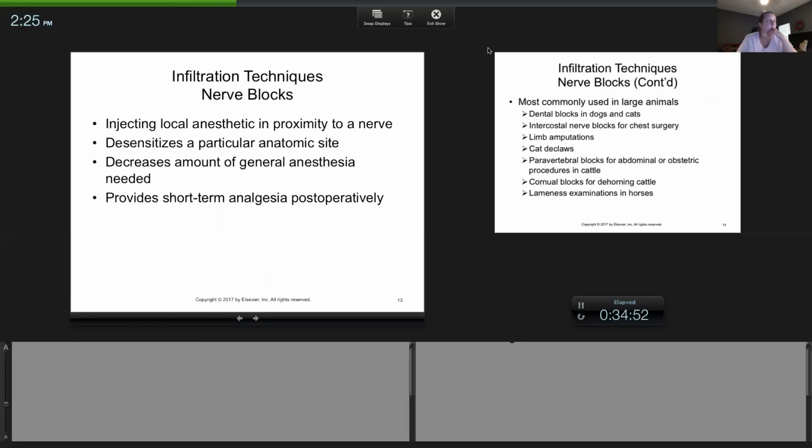Okay. Now what we're doing here, we've gone from just squirting it on the tissues, we've gone into infiltrating it in a small area. Now we're going to actually try to block nerves. And what we're talking about is nerve roots. And we're trying to get this to a nerve. And what we do with nerve blocks versus infiltration is we're trying to block an anatomic site. We're trying to block a fairly larger area. And the whole reason we do nerve blocks is to decrease the amount of anesthetic.